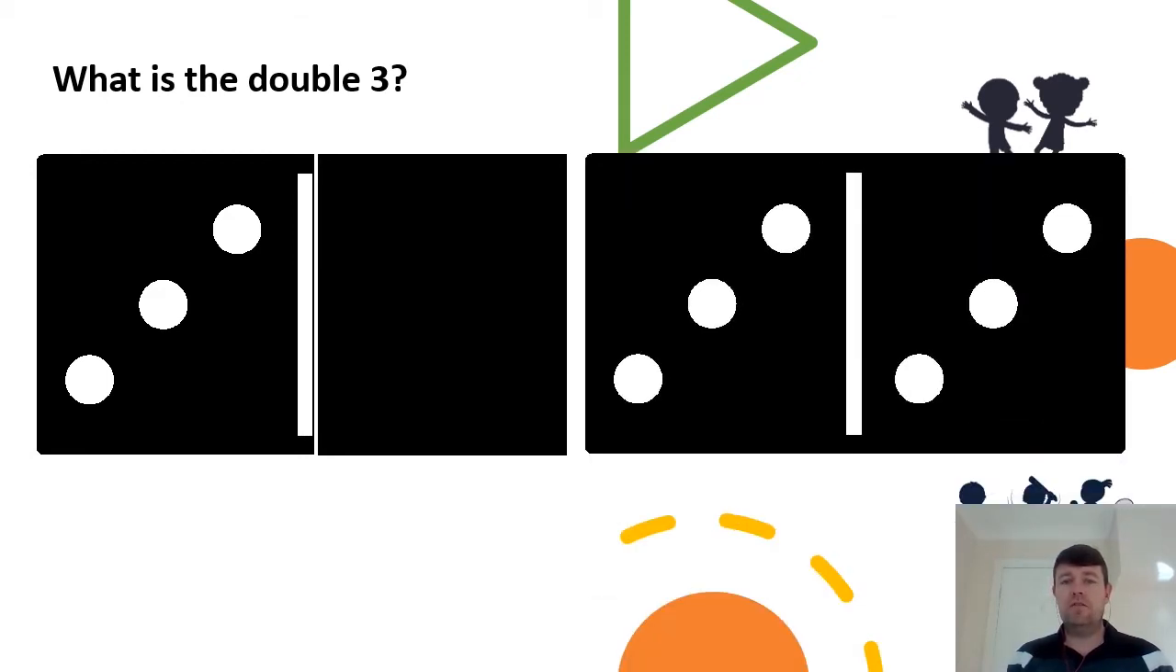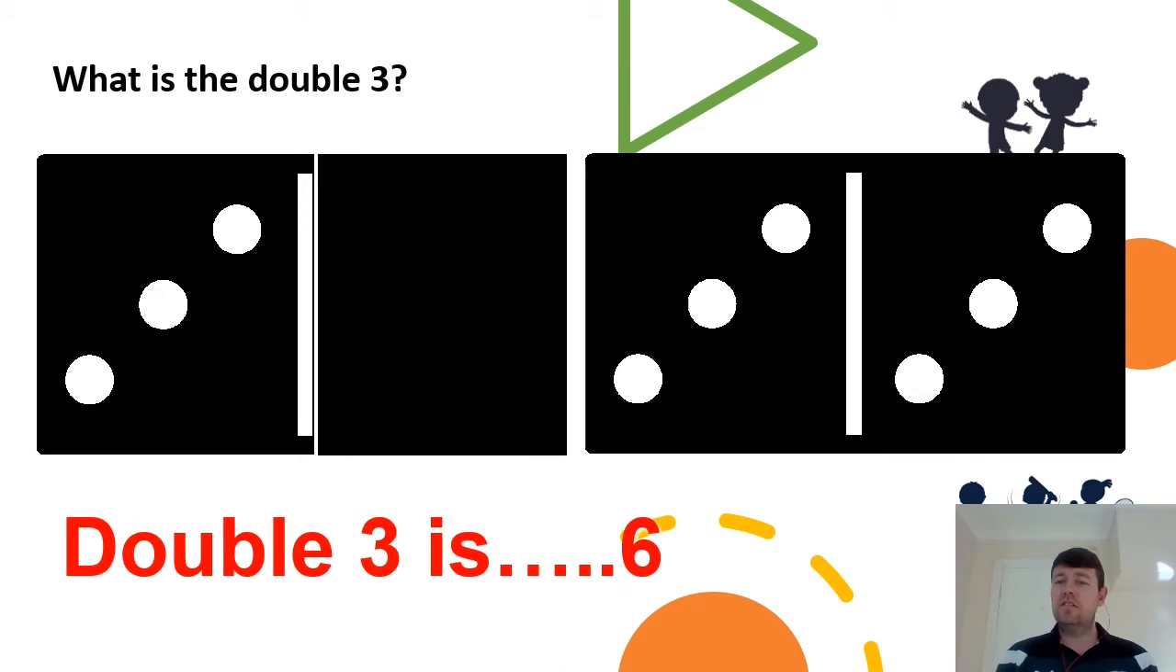So now we should have something that looks like this. So the answer to double 3 is 6. And that's how we can use our dominoes to work out most doubles. So very well done if you got that.